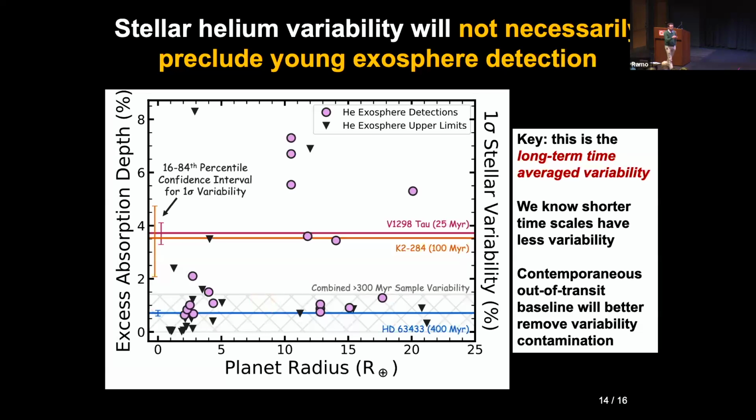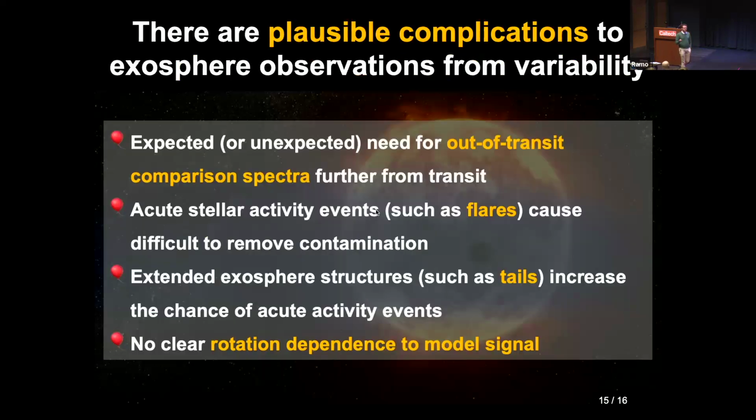And of course, this is that long-term time average typical variability. We already saw that on the shortest time scales, like that of a transit, the variability is smaller. So I think it's promising that for contemporaneous out-of-transit baselines, you should be able to better remove the variability contamination. Now, that's not to say that there certainly are complications that can occur.